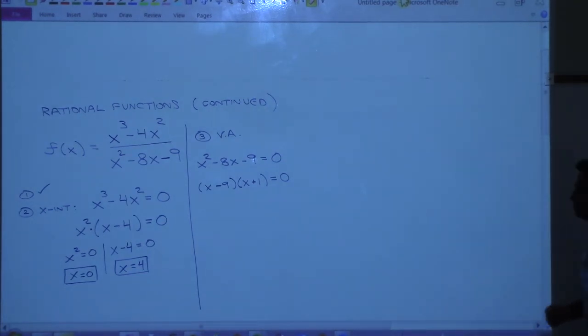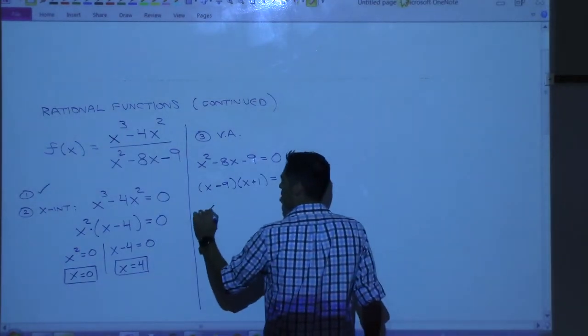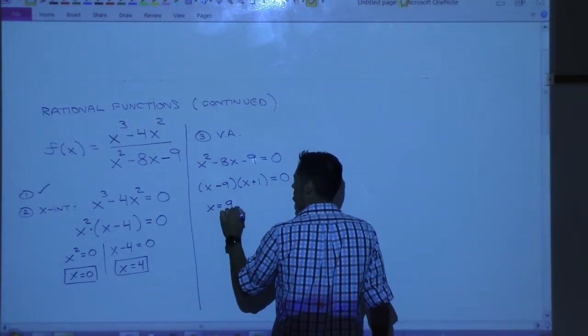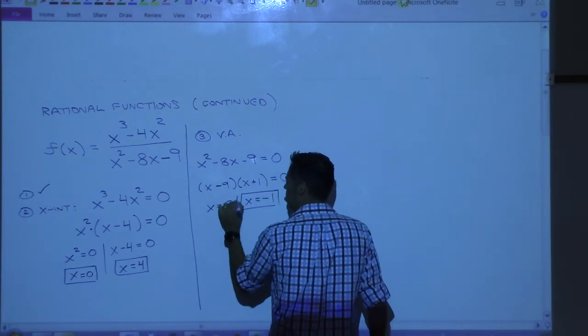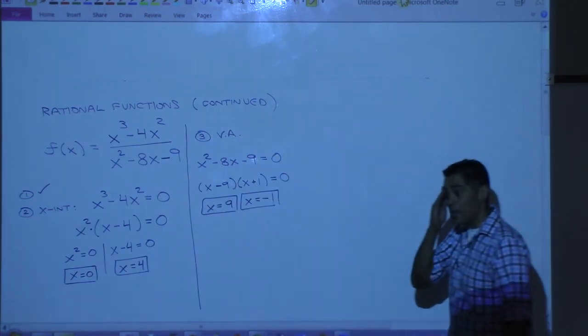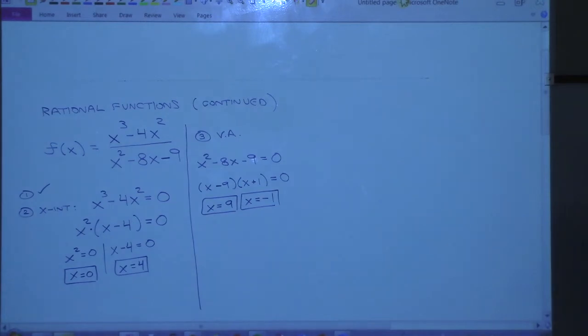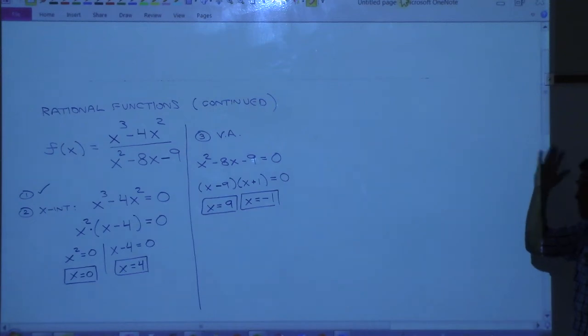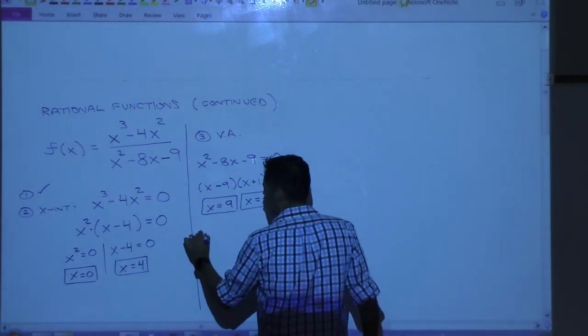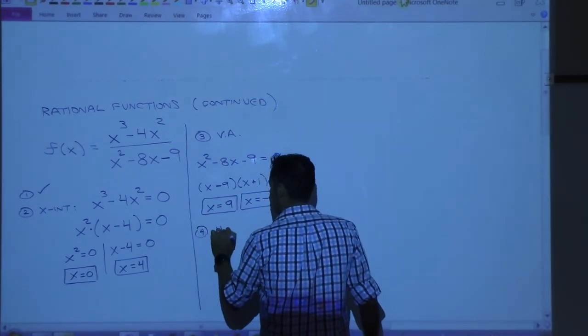So what are our two solutions from this? 9 and -1. I'm trusting that you could get to those. And now I'm going to move on to step 4. What are those? Those are vertical asymptotes. So step 4, my horizontal asymptotes.